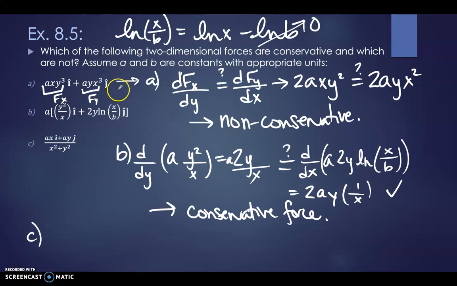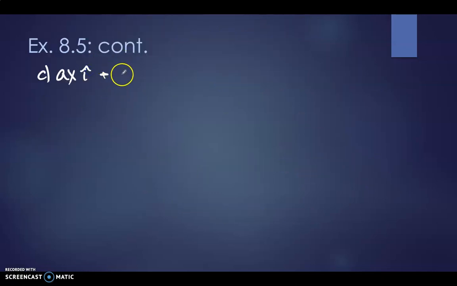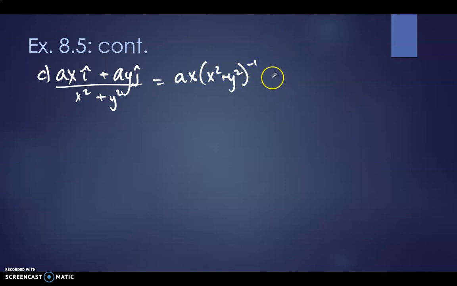So part C, I'm going to go ahead and copy it down: ax i hat plus ay j hat over x squared plus y squared. When I'm taking derivatives like this, where there's something in the numerator, I like to rewrite it. So I'm going to say ax times x squared plus y squared to the negative 1, i hat, plus ay times x squared plus y squared to the negative 1, j hat.